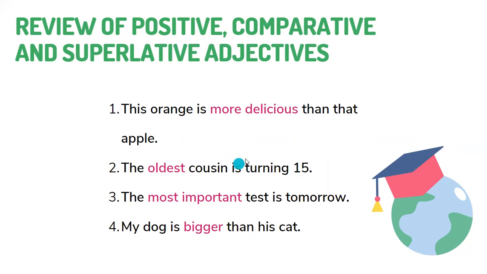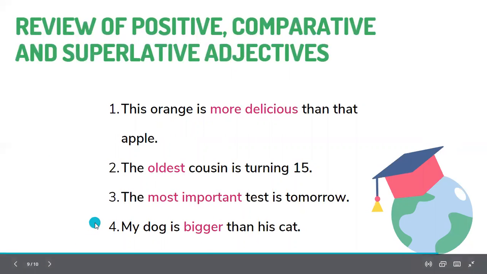The oldest cousin is turning 15. El primo más grande va a cumplir 15. The most important test is tomorrow. El examen más importante es mañana. Most. This is a superlative, two or more syllable adjective. My dog is bigger than his cat. Mi perro es más grande que su gato.